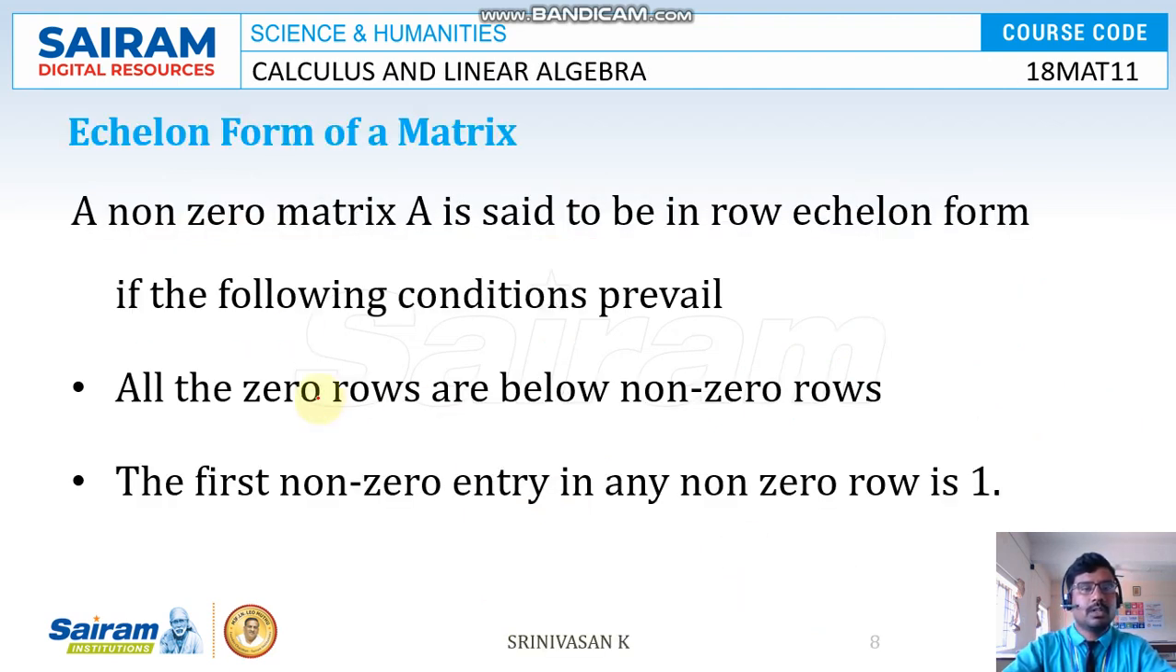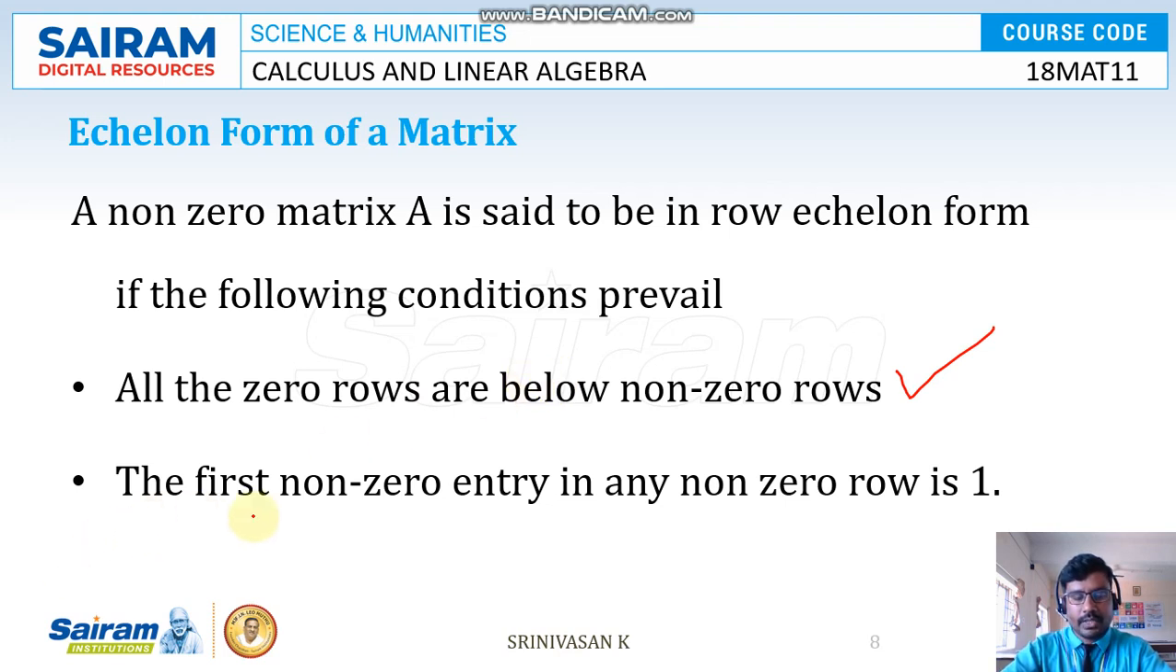And the next one is an important one, the echelon form of a matrix. So what is echelon form? A non-zero matrix A is said to be in row echelon form if the following conditions are satisfied. The first condition is that all the zero rows are below the non-zero rows. That means the first row should not be a zero row. The remaining zero rows are the second row, third row, or fourth row.